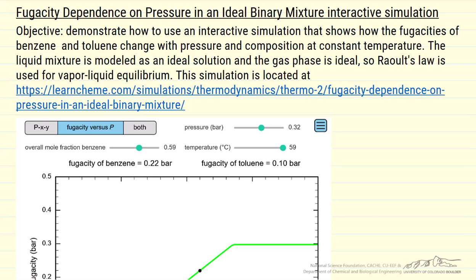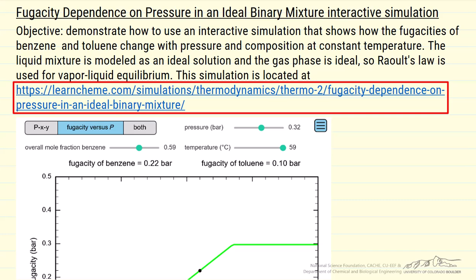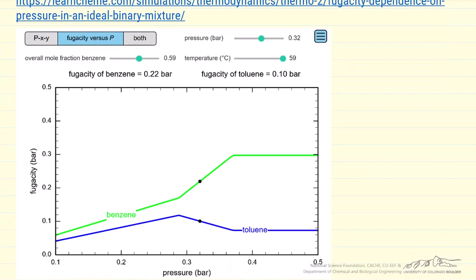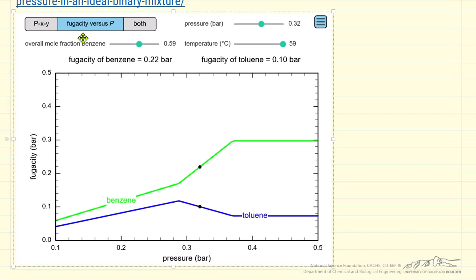I'll briefly demonstrate how to use an interactive simulation that looks at fugacities of benzene and toluene and how they change with pressure and composition at constant temperature. We're assuming Raoult's law, which means ideal solution and ideal gas, simulations on the LearnChemE site at this location. If we look at a snapshot of the simulation, here we're looking at fugacity versus pressure.